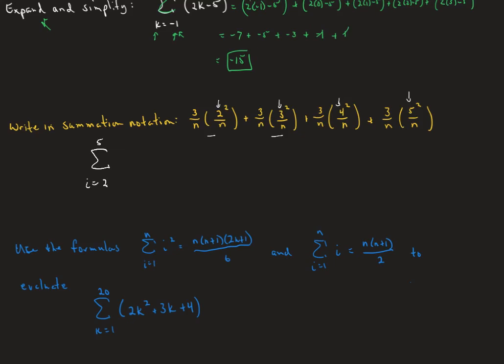So then we're going to get 3 over n. Each of these has that 3 over n term in it. So we're going to go 3 over n and then times.